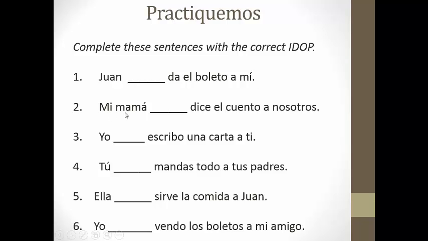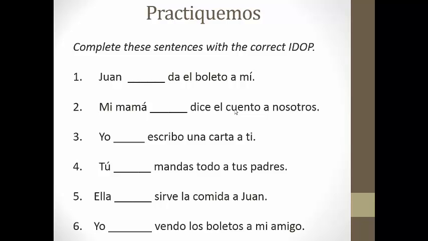Let's do number 2. My mom tells the story to us. My mom is the subject. Tells is the verb. What does mom tell? The story. So there's your direct object. Who does she tell it to? To us. So a nosotros. Look on your IDOP chart. How do you say to us? You should have come up with nos. Mi mamá nos dice el cuento a nosotros. Go ahead and pause me and work through numbers 3 to 6.